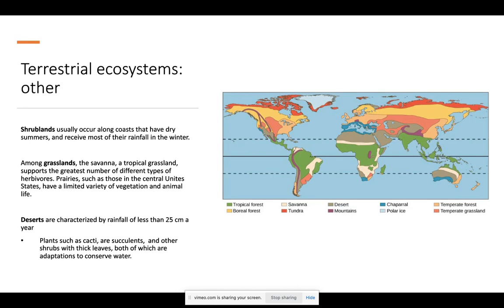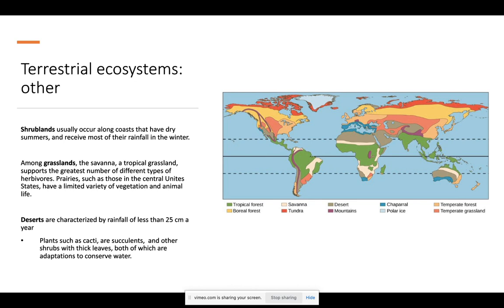So shrublands, this is kind of important to know. They're usually along the coast and have dry summers and receive most of their rainfall in the winter. Grasslands, you have the savanna, the tropical grasslands support the greatest number of different types of herbivores. And then we have deserts. Deserts are typically what you think of, right? They contain cacti, which are succulents, meaning that they're able to adapt and to conserve water.